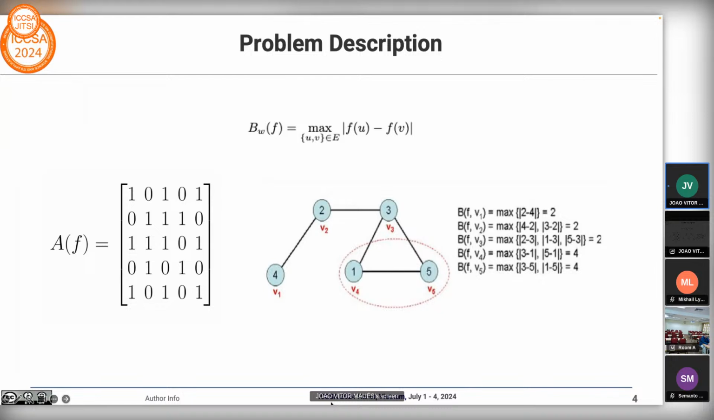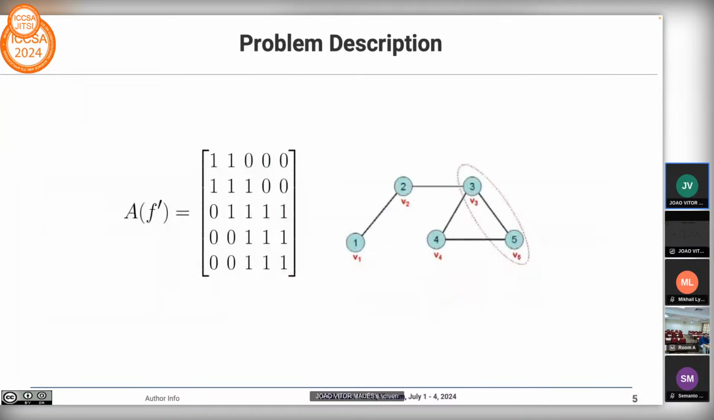So when we exchange the label of vertex 1 with the label of vertex 4, we can reduce the bandwidth of this graph, and consequently we can obtain a new bandwidth represented by the difference between the label of vertex 3 and the label of vertex 5. We can see it in this picture.